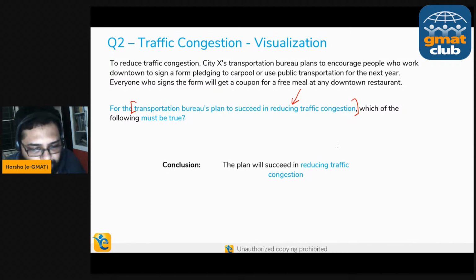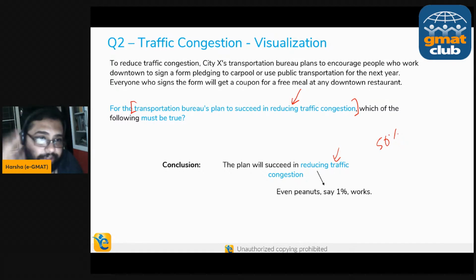I want you to pay attention to this point. Remember, the conclusion does not say that for your plan to succeed, your traffic congestion need reduce by a considerable margin. You don't need a 50%, 60%, or a 150% reduction. Even a peanut size reduction in traffic congestion will work. This is what is visualization. You're understanding each and every aspect. So when you say that the plan will succeed in reducing traffic congestion, it's not necessary that it's a significant margin. Peanuts is fine. Even a 1%, 0.1% traffic congestion reduction is a traffic congestion reduction.